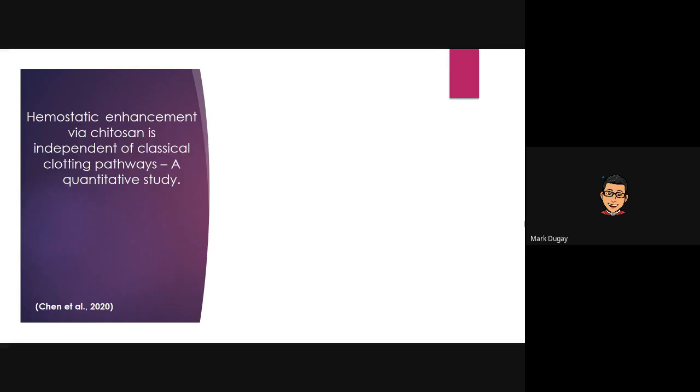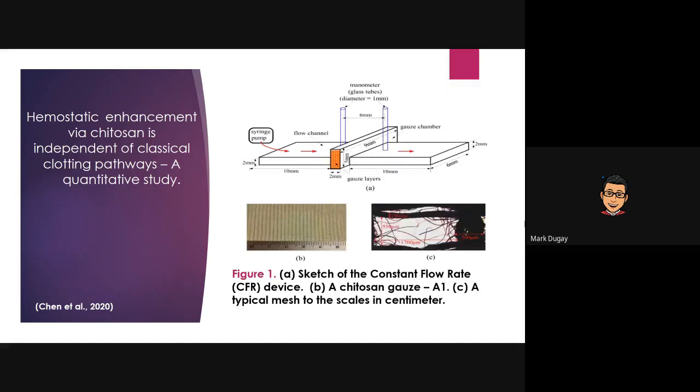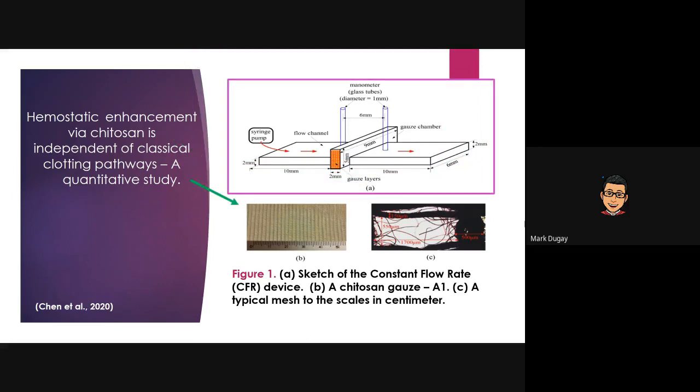This is a scholarly article related to the assignment presented, titled Hemostatic Enhancement via Chitosan is Independent of Classical Clotting Pathways, a Quantitative Study. The hemostatic efficiency of these gauzes was tested using the CFR device, as shown in figure 1. So we have the sketch of the constant flow rate or the CFR device. Okay, we have a chitosan gauze, A1, and a typical mesh to the scales in centimeter.